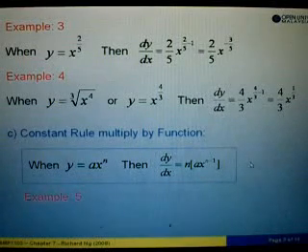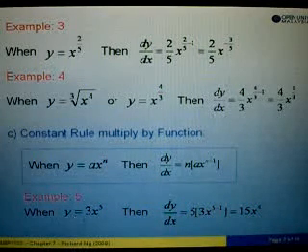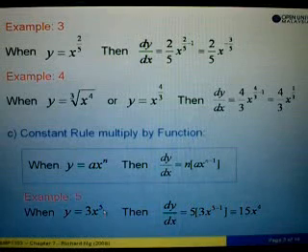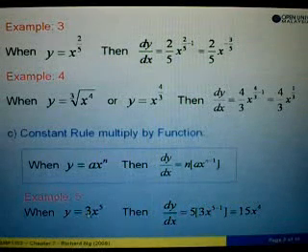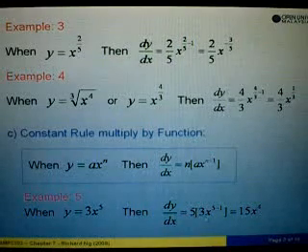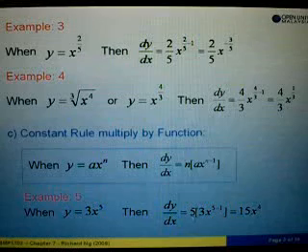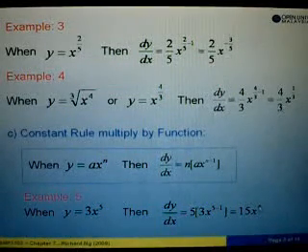Okay, let's look at example 5. In example 5, y is given as 3x to the power of 5. The first step is to bring out the 5 times 3x, and then power minus 1. So we will get 5 times 3, which equals 15, then x to the power of 4.